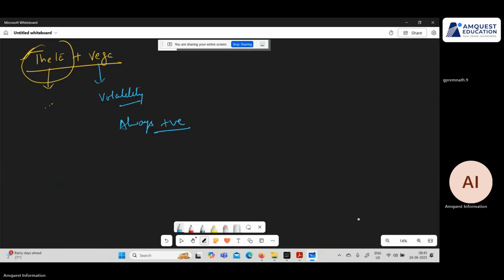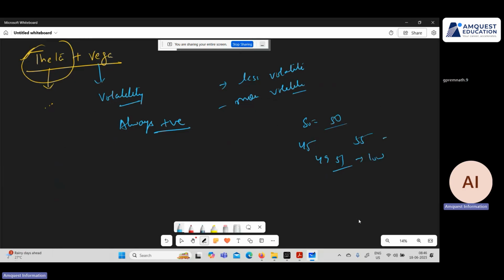Now you can say that it is either less volatile or more volatile. But you can't say that it is not volatile or negative, because think about this: if the stock price is 50, even if it goes to 45 or 55 or 49 or 51, either the volatility is low or the volatility is high, but you can't say that there is no volatility. That way the Vega is always positive.